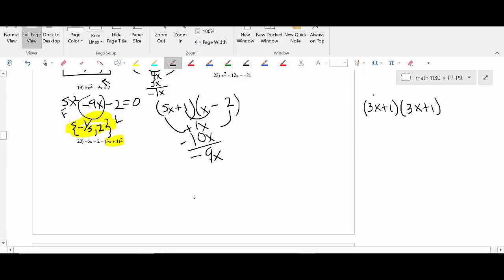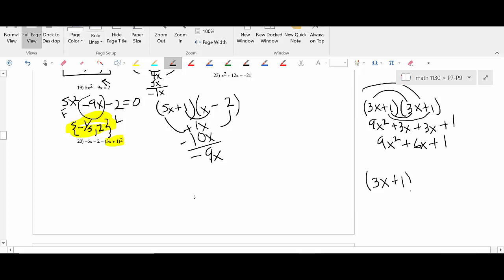If I FOIL this, I would have 9x squared plus 3x. And then the inner term would be plus 3x again. And then the last term is going to be plus 1. So that's going to give 9x squared plus 6x plus 1. Okay? Now, let me show you how to do this in your head.